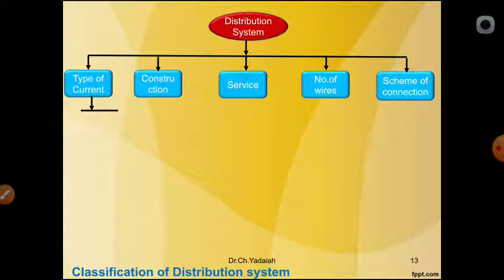Next is the scheme of connection. That means whether you are connecting the line in which direction, whether it is a radial connection, a ring main system, or an interconnected system. These are the different types of system. Let us see in the figure.